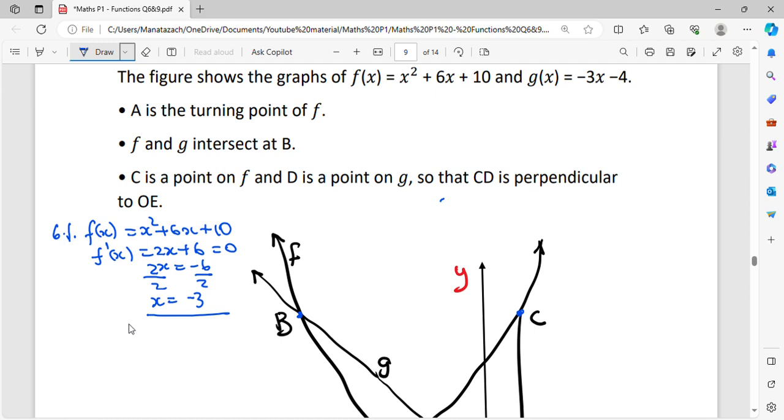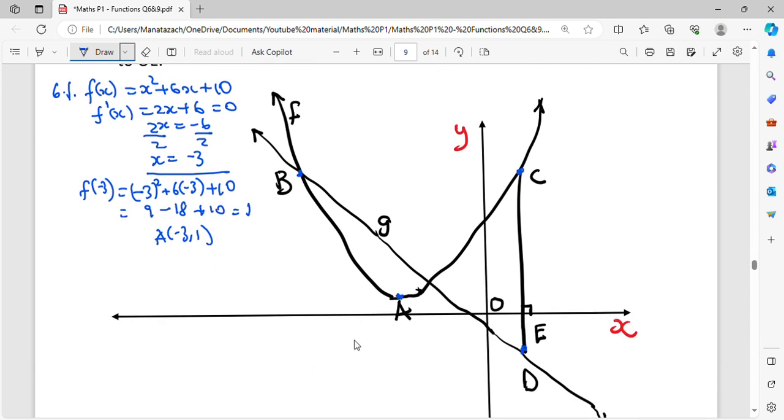Now to find the y coordinate, you'll take the original function and replace x by minus 3. Be careful not to use the derivative when you find the y coordinate. You're supposed to use the original function. So here the answer will work out as 9 minus 18 plus 10, which will give us 1. So point A is minus 3 and 1. Here let's write minus 3 and 1.